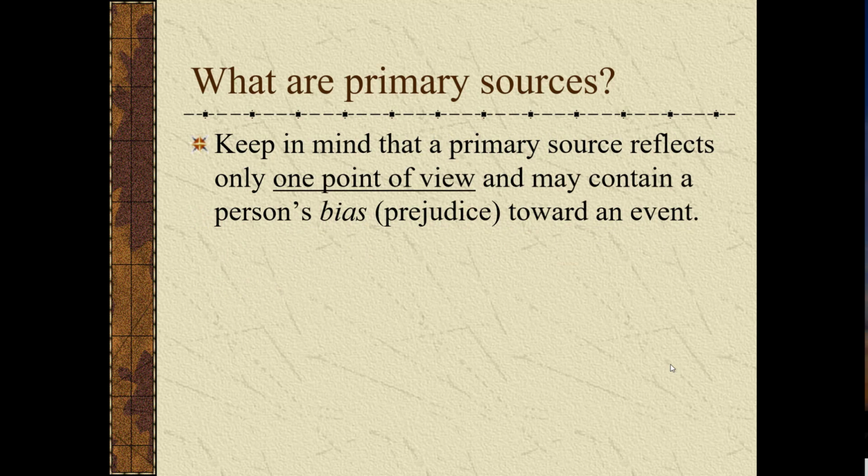Now, keep in mind that a primary source reflects only one point of view, and it may contain a person's bias toward an event. Now it says there in parentheses, prejudice. Okay, when we think of prejudice, often we think of stereotypes or racism, and that is certainly true as meanings of that word. But in this case, bias just means a strong feeling for or against something.